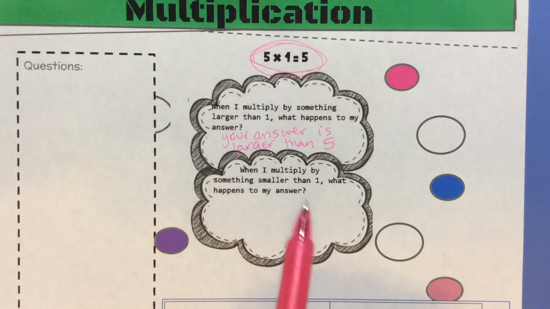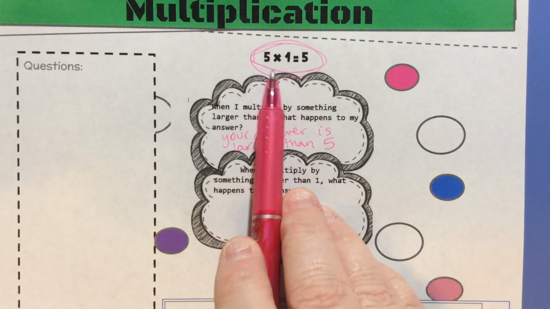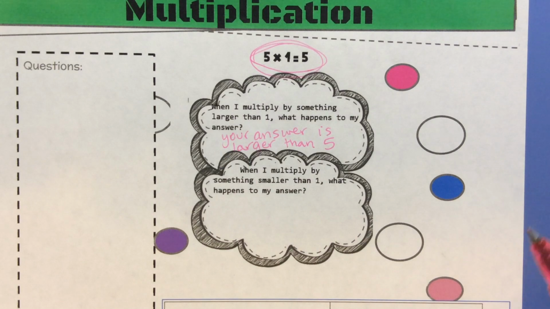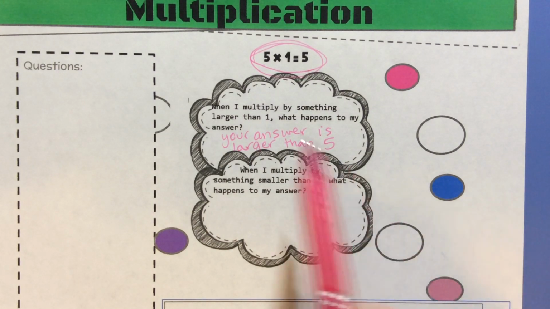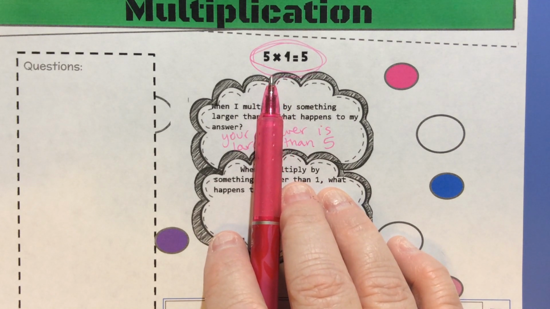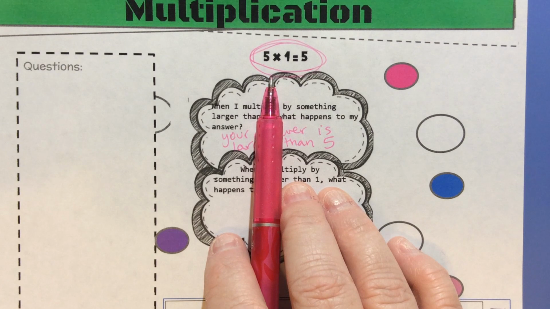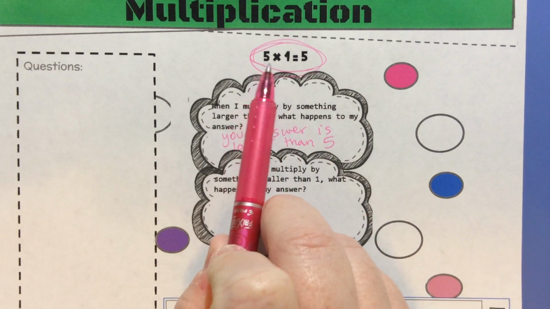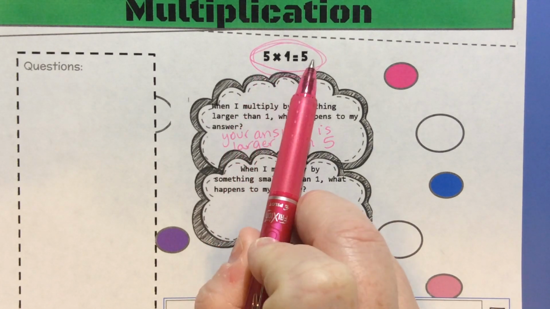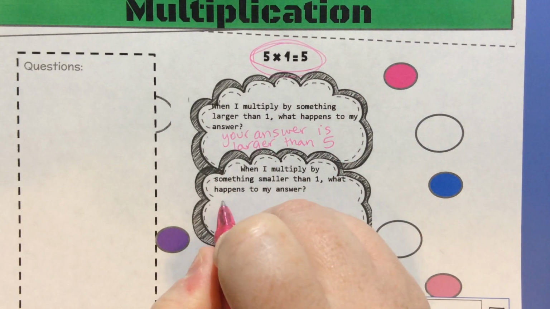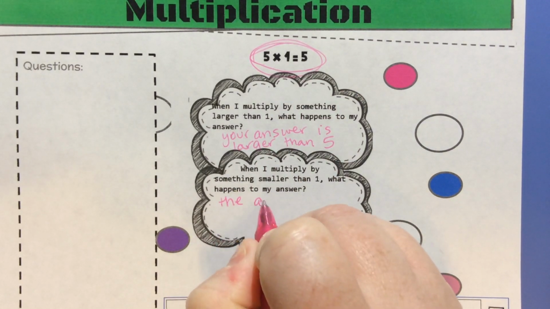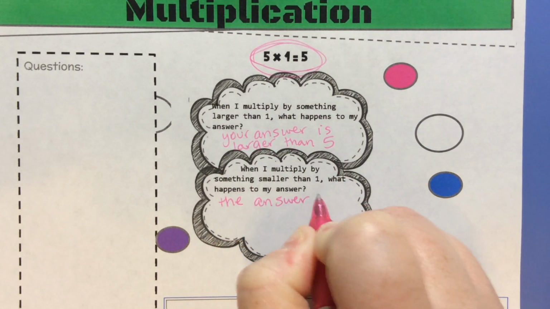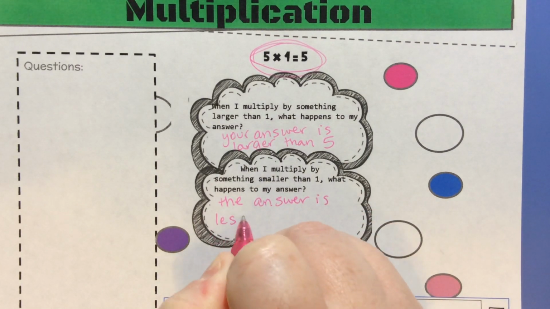Now, if I take this same 5 and I multiply by something less than 1, like a 1/2. Well, 5 times 1/2, that's 1/2 of 5, that's 2.5. Or 5 times 4/5, that's actually going to be a 4. Okay, so just think about it as anything less than this 1 whole, that means that answer has to get smaller. The answer is less than 5.